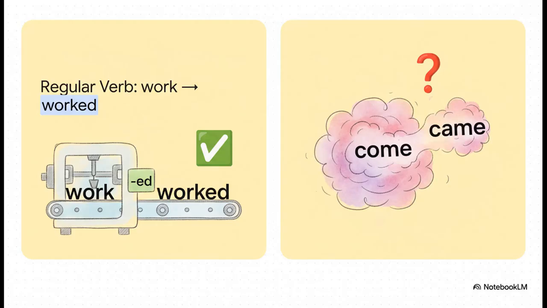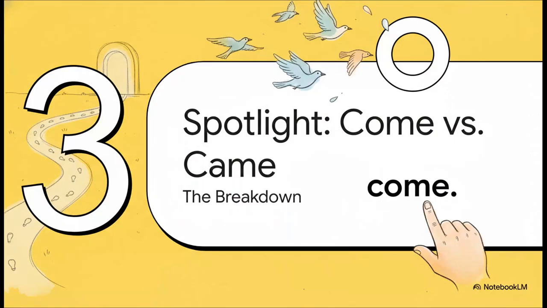And you can see that core difference right here, plain as day. On one side, you have a regular verb like work. It follows the rule perfectly, becomes worked. But on the other side, come completely changes its shape and becomes came. No ed anywhere. That's the whole ballgame right there. All right, so let's put our main example under the microscope. If we can really nail down the mechanics of come and came, the rest of these irregular verbs will start to make a lot more sense.